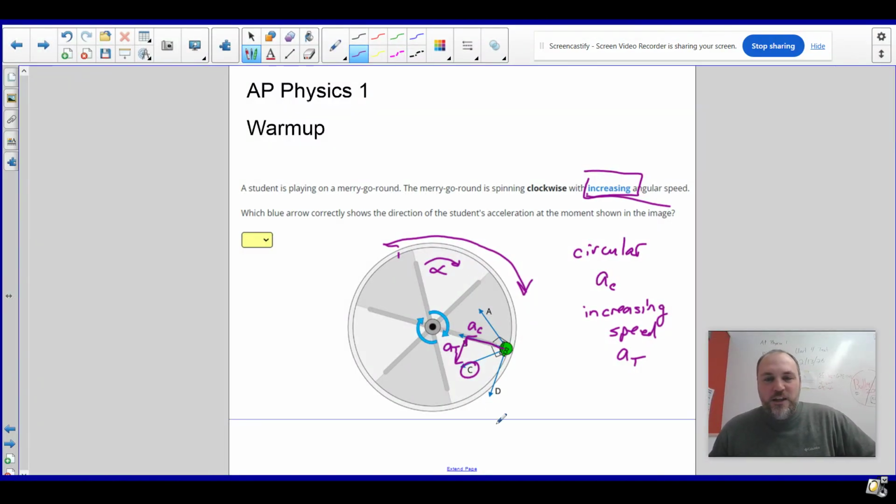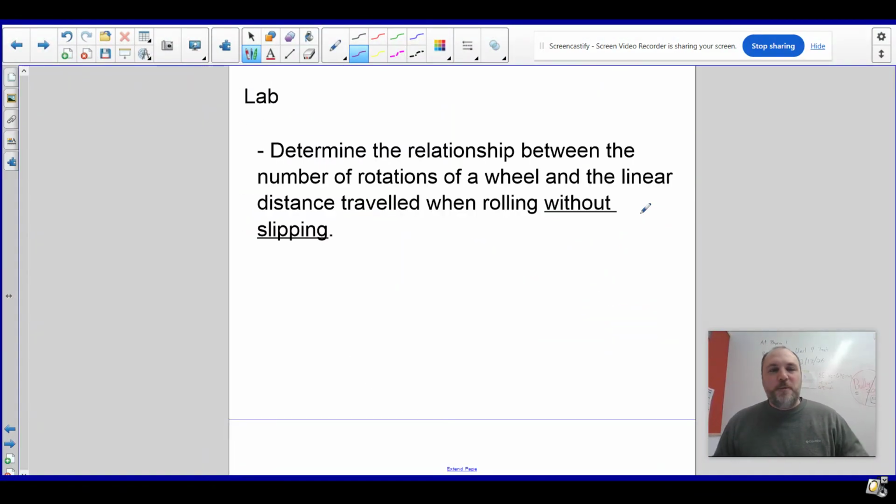So interesting distractors there, especially B, because it was directed towards the center, and you might be tempted to say, hey, it only needs a centripetal acceleration. But we need also a tangential acceleration to help us speed up. So just kind of revisiting circular motion, especially non-uniform circular motion where it can speed up or slow down, because the next thing we're going to get into is rolling.